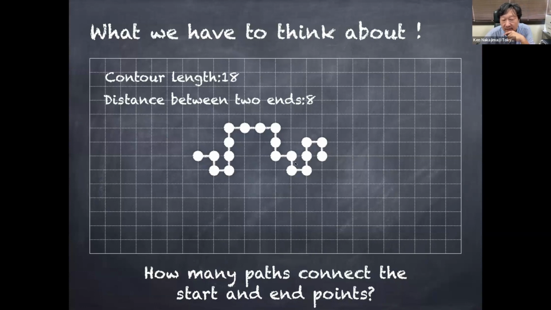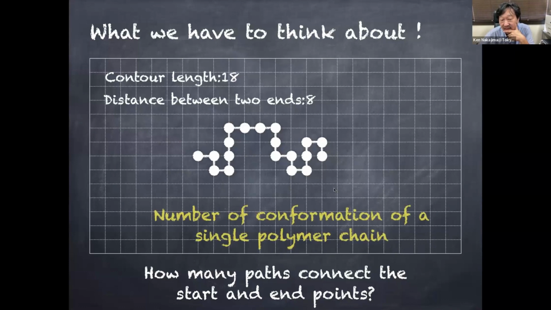So they have to have this type of shape. The question is, how many different microstructures exist? How many paths exist? It's not easy to answer this question, maybe. But if we ask a computer, of course the computer will quickly give us an answer. As I mentioned, how many paths correspond to how many different conformations of a single polymer chain exist.